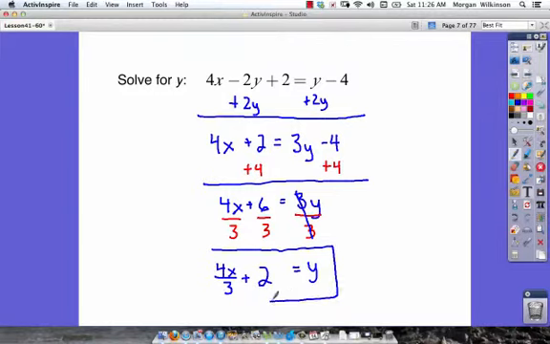It doesn't matter if our answer, our variable that we want, is on the left side or the right side. Both of them tell us what y is equal to. So we're all done. We've solved for y.